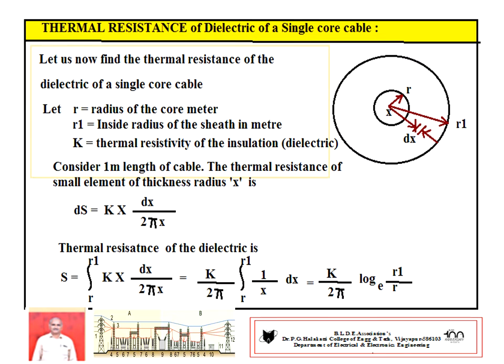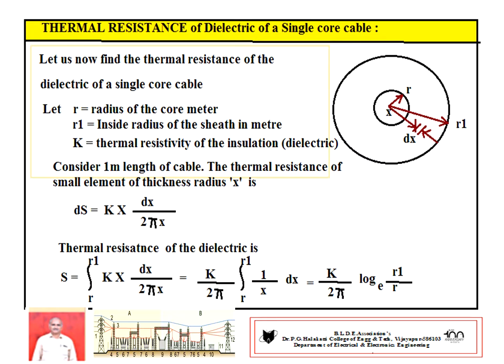Let us now find the thermal resistance of a dielectric for a single core cable. Refer to the diagram. From the center of the cable, r is the radius of the core or conductor, r1 is the inside radius of the sheath, in meters, and K is the thermal resistivity of the insulation or dielectric. Consider 1 meter length of cable.